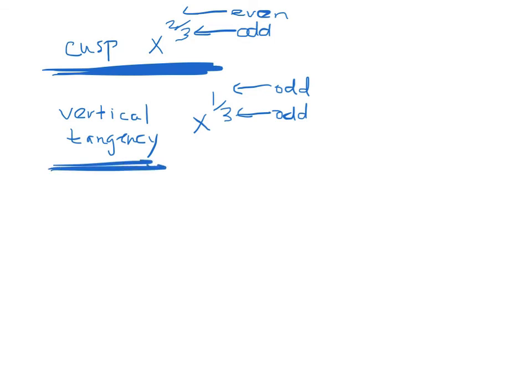So the way you're going to tell the difference between a cusp and a vertical tangency is you'll have this odd denominator. If the numerator's even, it'll be a cusp. If the numerator's odd, it'll be a vertical tangency. And I'm going to show you why this works tomorrow.